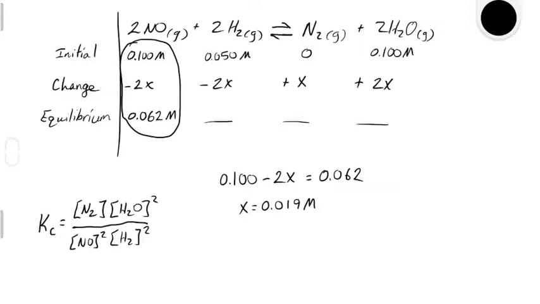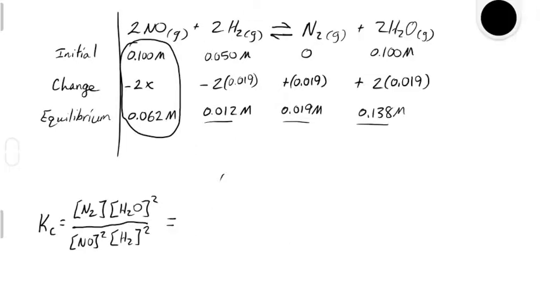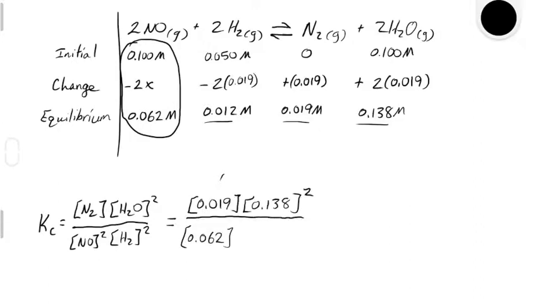And now that we know what x is, we can plug the value back into all of the other columns and calculate the equilibrium concentrations for hydrogen, nitrogen, and water. And now we have all 4 equilibrium concentrations that we can put into our Kc expression. And we can calculate that Kc for this reaction is 6.5 times 10 to the 2.